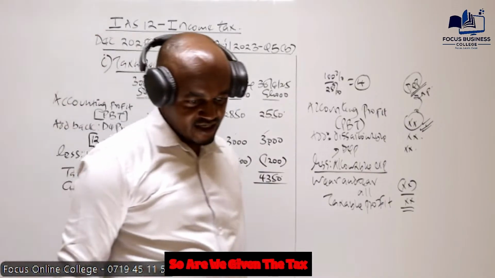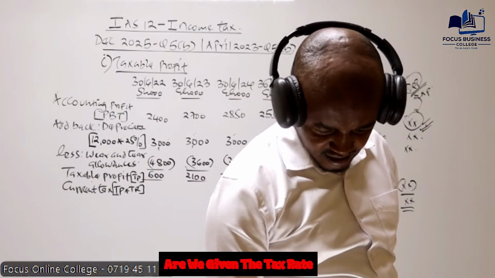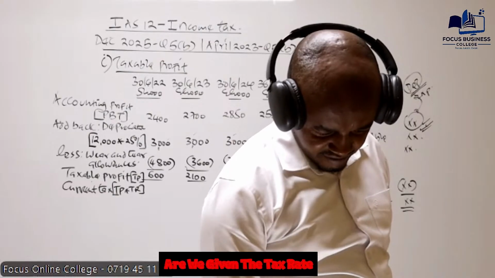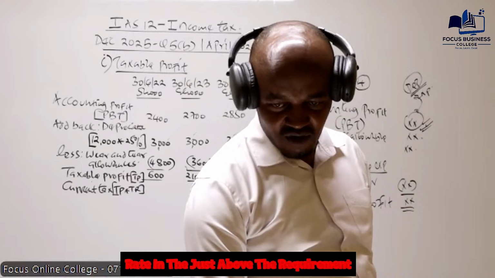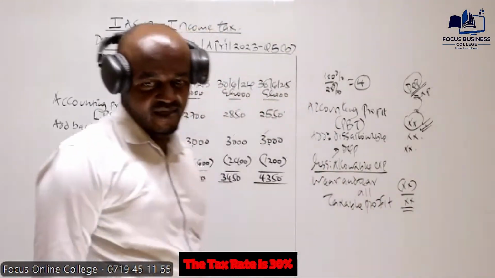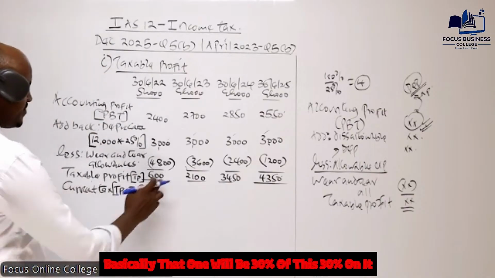So are we given the tax rate in this particular question? Yes, we have the tax rate just above the requirement. The tax rate is 30%. So if you're required to compute the current tax, basically that one would be 30% of this.